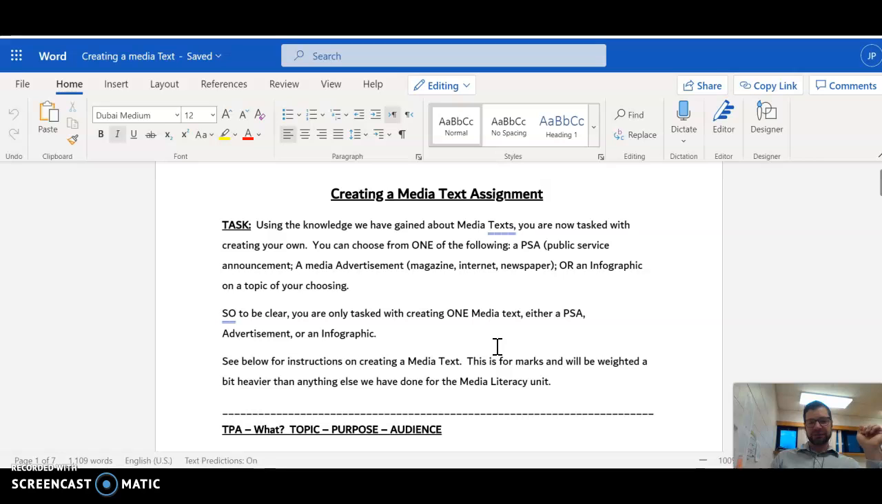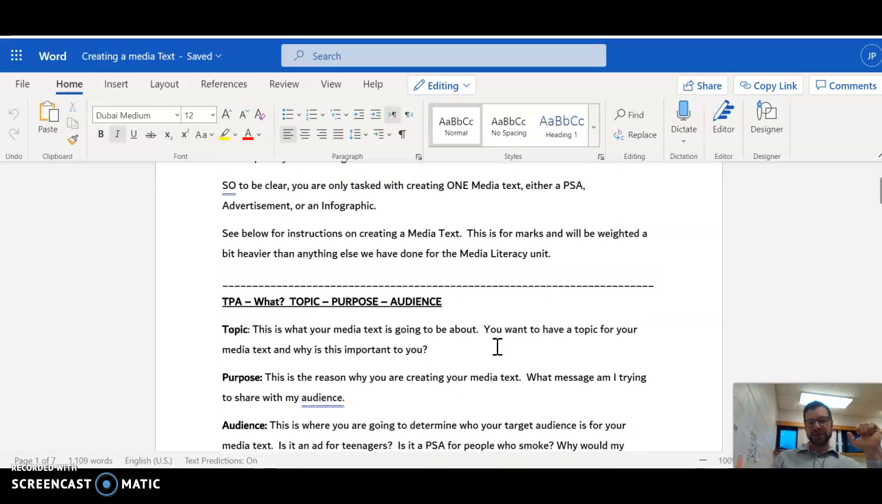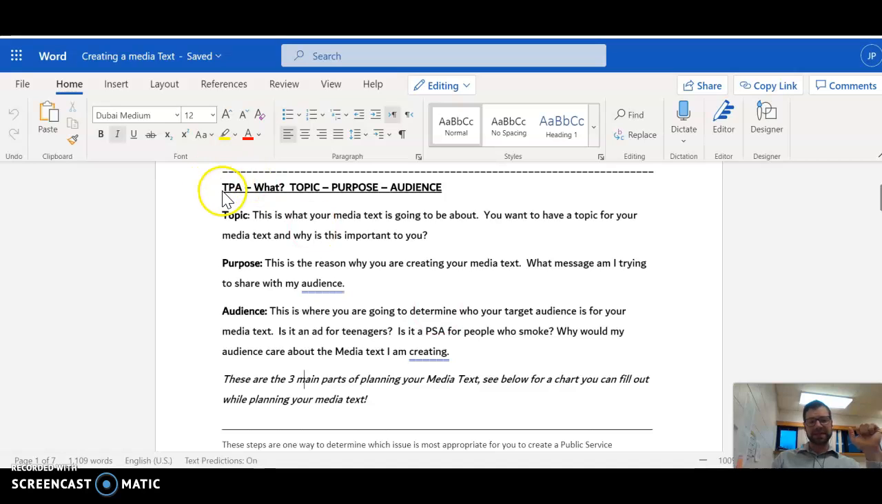This is for marks and will be weighted a little bit heavier than anything else we have done for the media literacy unit. So, TPA, what? Topic, purpose, audience. This is what your media text is going to be about, the topic. You want to have a topic for your media text, and why is this important to you? So this is more so for like the PSA and the infographic, because you don't really need a topic for an advertisement, you just need an item.